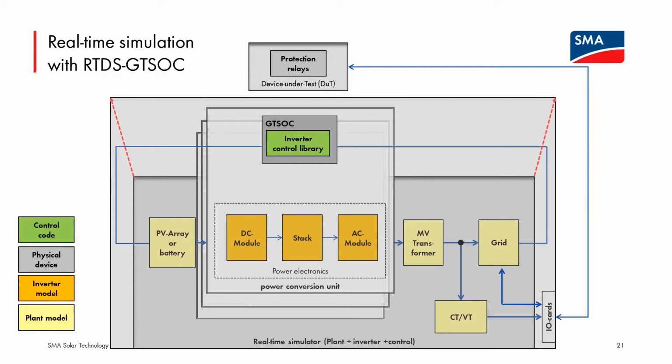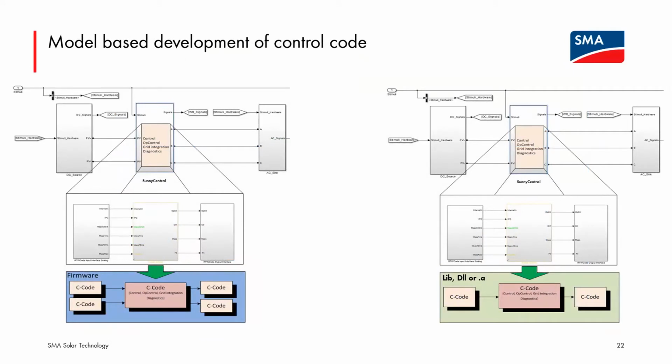The exact steps on how to do that with the GTSOC is being described by RTDS. But what I can do is show the process at SMA, how we create the code that is included in the library for the GTSOC. The starting point of the process is an executable specification that contains the inverter's control, operational control, grid integration, protection, and diagnostic functions. It is a common model our control system engineers and model-based software developers are using to immediately test new ideas and requirements.